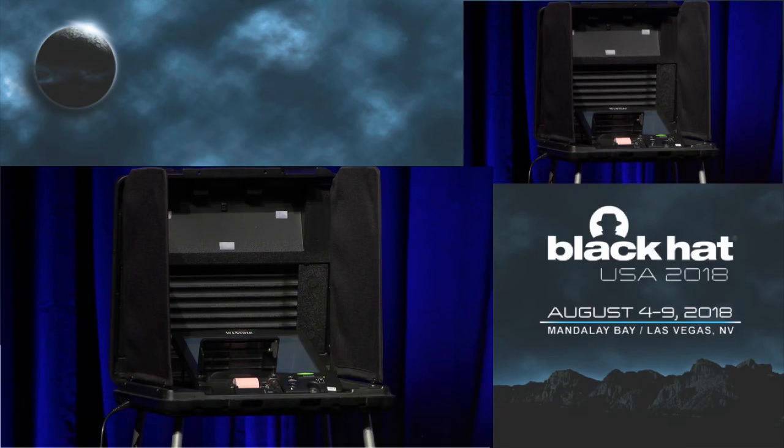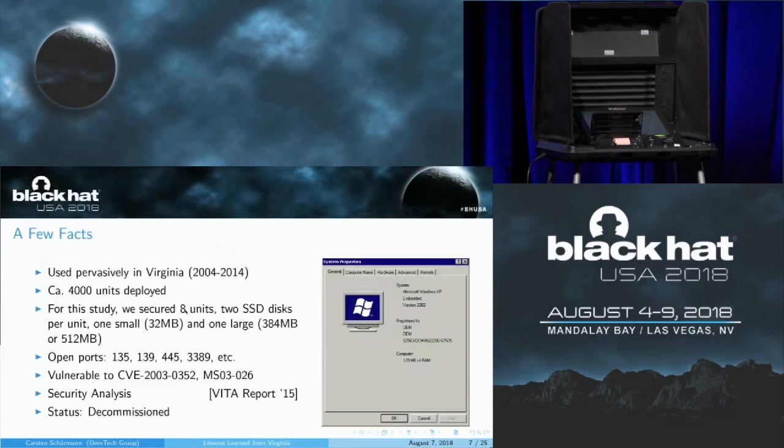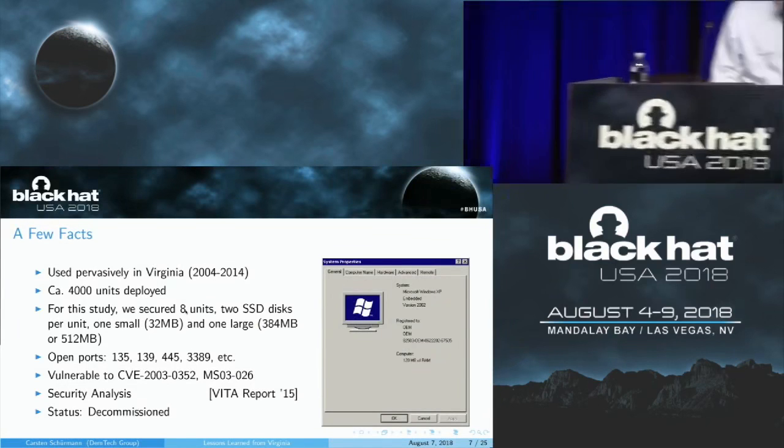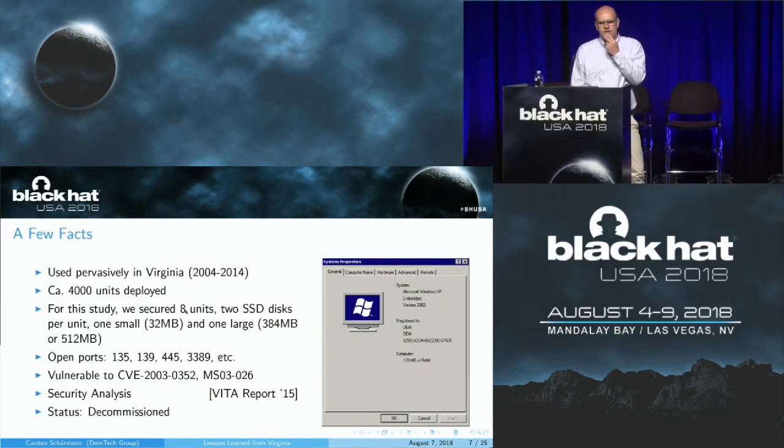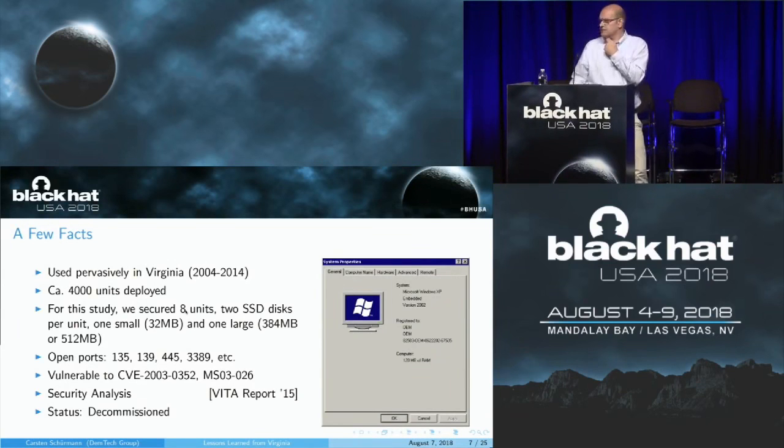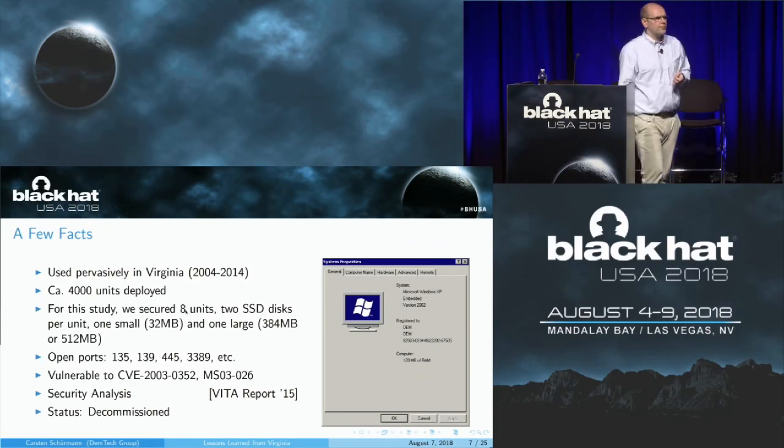So let's go back to the slides. A few facts about this voting machine. The voting machine was used pervasively in Virginia. It is exactly this model and 4,000 like it.